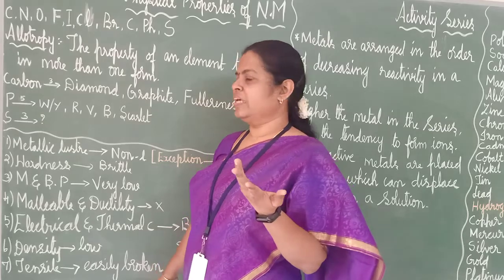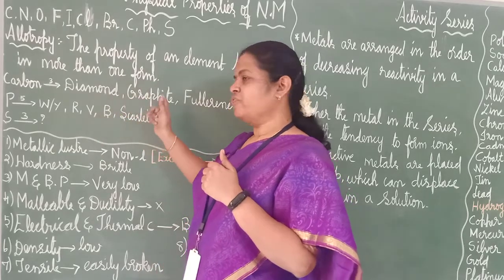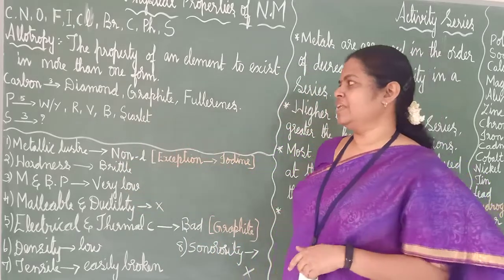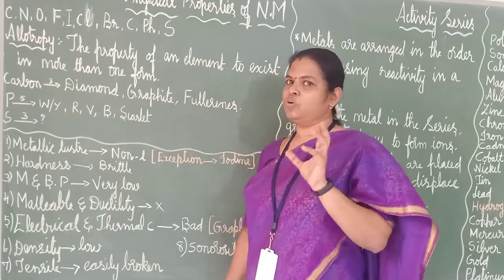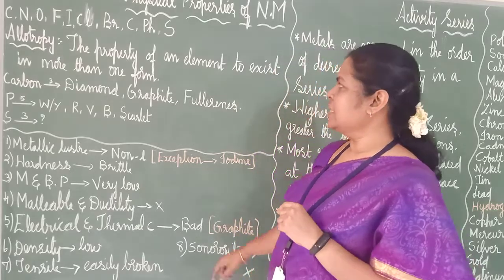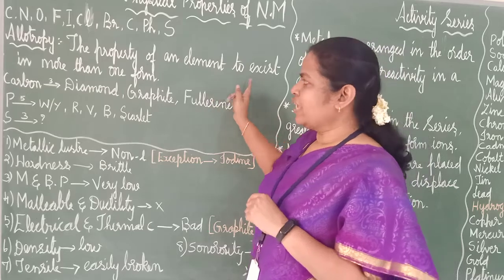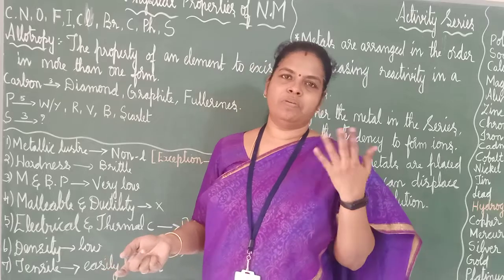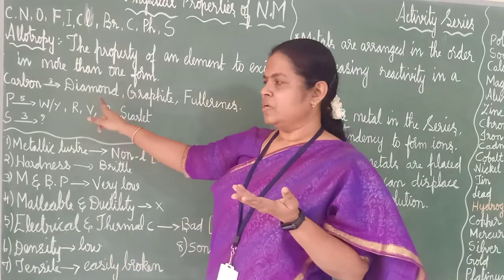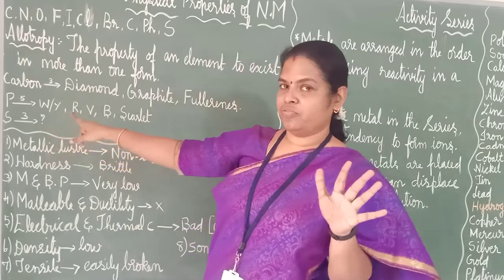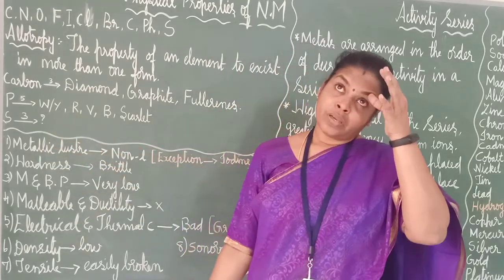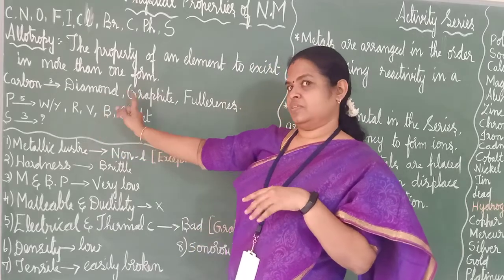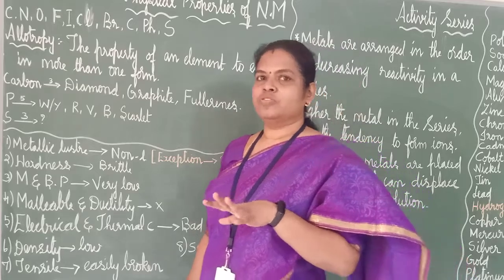Three allotropes are there. They are diamond, graphite and fullerene. Okay? Diamond, graphite and fullerene. So in the carbon chapter we will be studying what an allotrope is. Now, we will study only the definition: the property of an element to exist in more than one form. It may be 3, it may be 5. In carbon I said 3 forms. But phosphorus has 5 forms, for example white phosphorus, red phosphorus, black phosphorus, violet phosphorus and all. There are many.